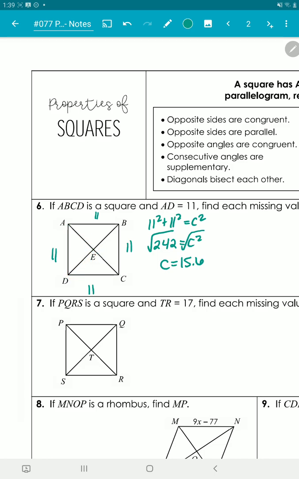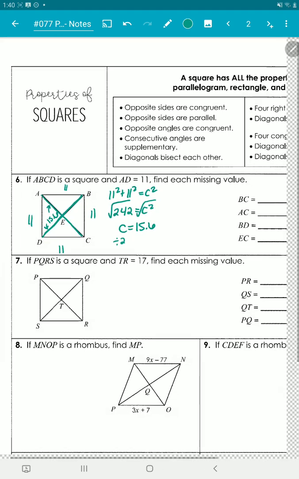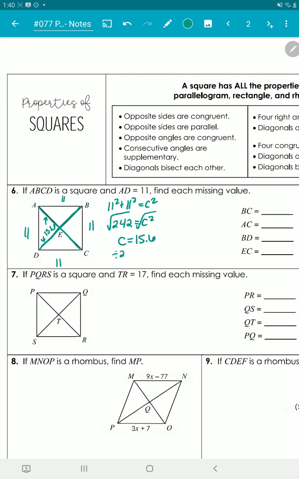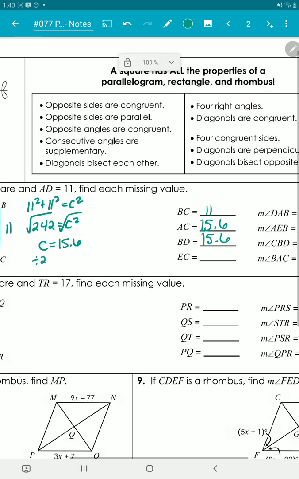So, now that we figured out, we know that the whole thing is 15.6. If we divide that by 2 to get each of the little half diagonals, that's going to give us, well, I don't think it asks for the half diagonals, so I'll go ahead and just mark that this whole thing is 15.6. It's the same thing with this side, with the diagonal, okay? So now, we need BC, so BC from B to C is 11 because it's one of the sides. AC from A to C is this 15.6. It's one of the diagonals. From B to D is the other diagonal, so it's also going to be 15.6. And then from E to C is half of that diagonal. So if we do divide it by 2, it's going to give us about 7.8.